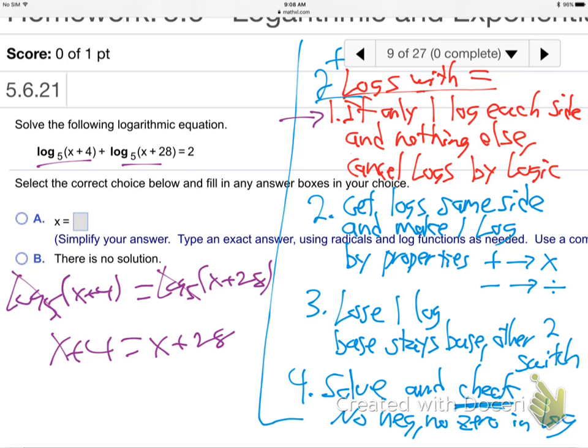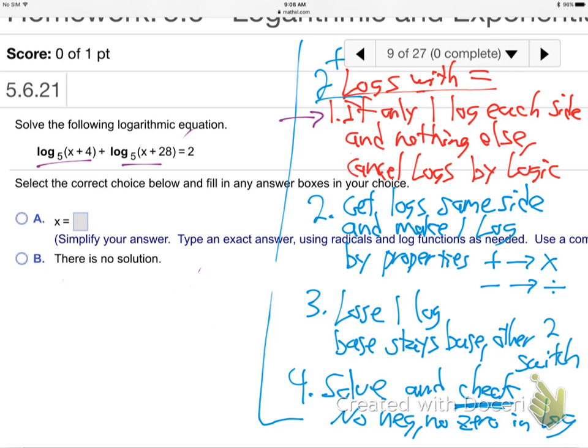But I just wanted to be clear. That's what step 1 is saying. If you just have one log on each side and nothing else, we don't. We have something else. We have a 2. We have a third player in the game, which is normal, right? We did those first few problems in the section where we just had one log on each side. And if that's the case, just cancel the log. No big deal. That's step 1. But that's rare. Step 2 is more typical. You got to get the logs on the same side. These already are. And make them one log by the properties.